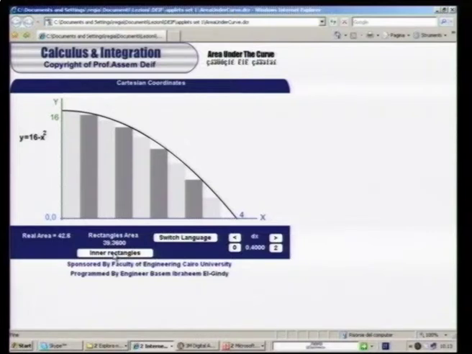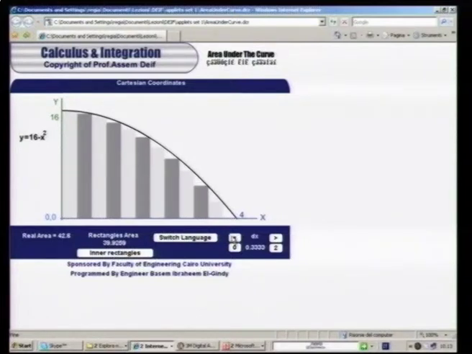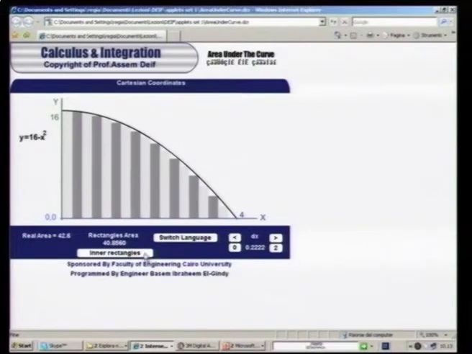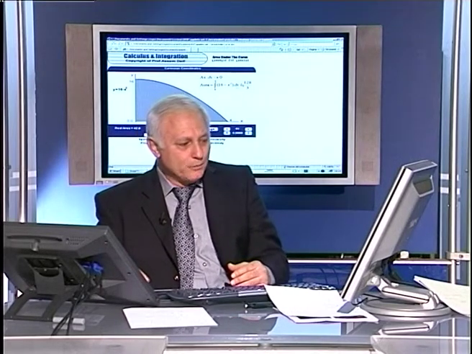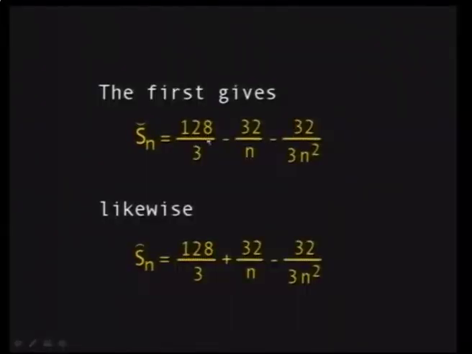And the more subdivisions you take, the more they approach the exact area. Here they approach each other, and as the number of subdivisions goes to infinity, you end up with the exact area, for which you can use the fundamental theorem in this case. In other words, both of these sums, the outer one and the inner one, approach the value of 128 over 3. So we see now, using the squeeze theorem, that this is the sum of the inner rectangles, and this is the sum of the outer rectangles.